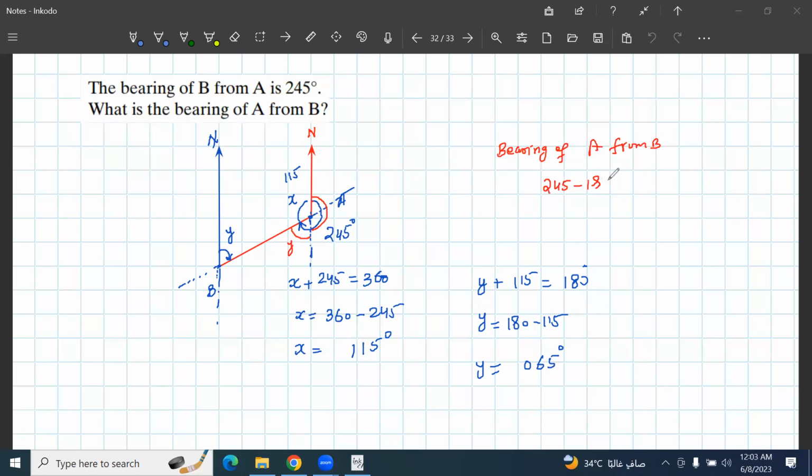245 minus 180 gives me 65, so here you can write 0. So exactly the same answer, 065. So both ways will work. If you find that this one is 65, then this is also 65 by the alternate angle concept. So there are many ways to calculate without using a protractor. I hope you understand, and this will be helpful for you.